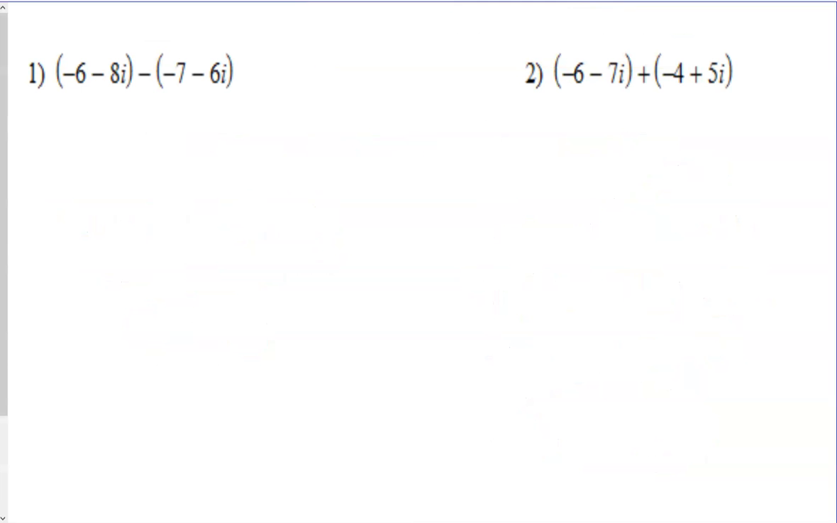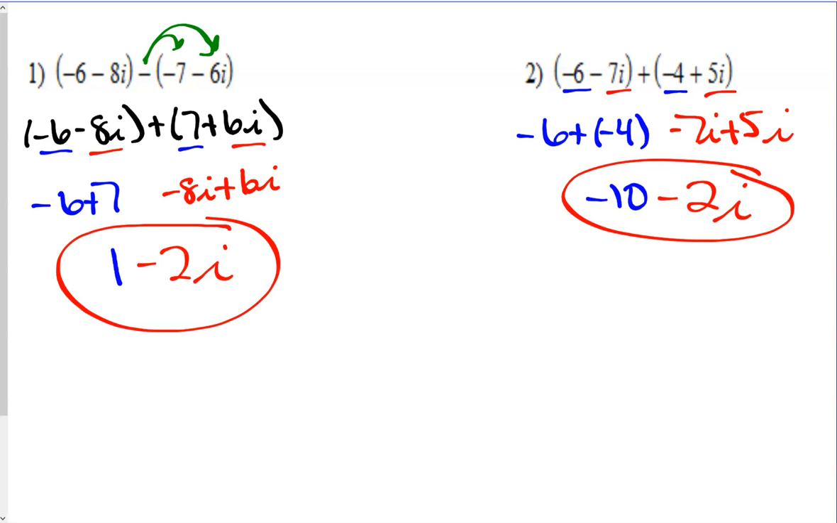I would like you to please pause the video and try these two on your own. Okay, so pause the video, try these, and then push play when you're ready to check your work. All right, check your work with mine.